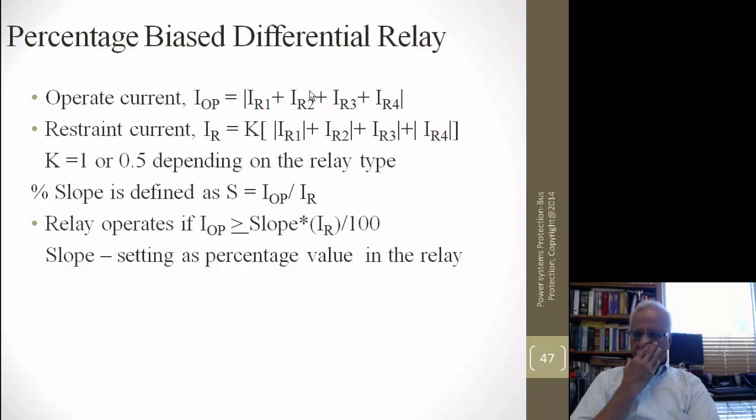Suppose the operating current is just 0.5 amperes, and the restraining current is 2 amperes. Then 0.5 divided by 2 is 25%. And if the slope is set to 50%, the operating current is less than 50% of the restraining current. So the relay does not operate, it restrains from operation.